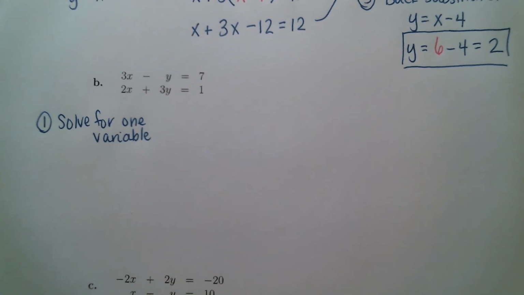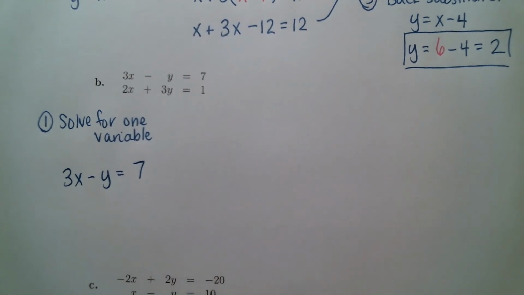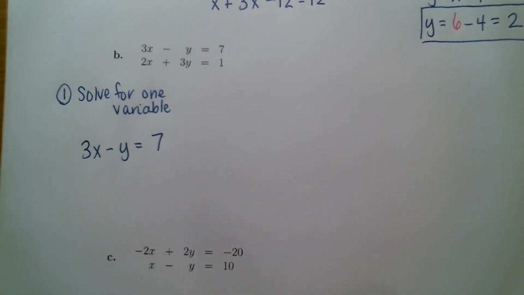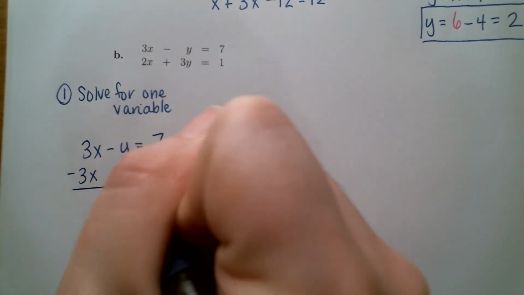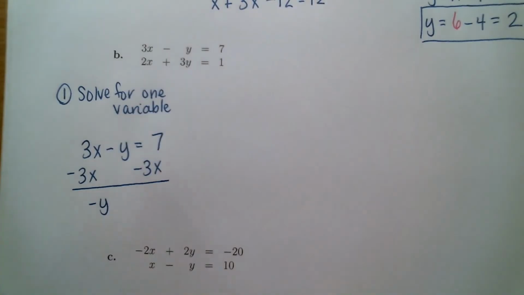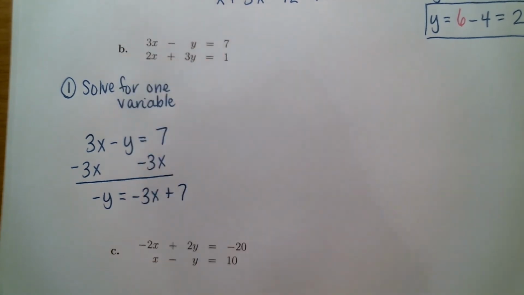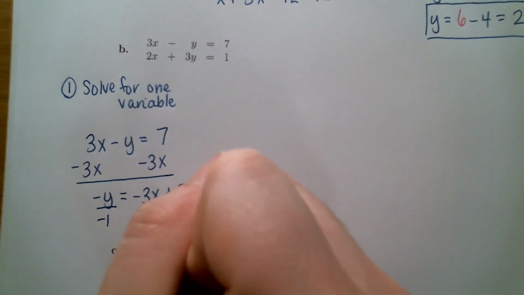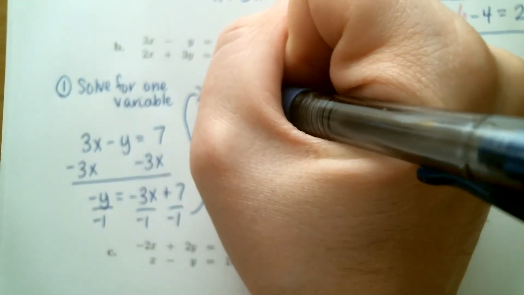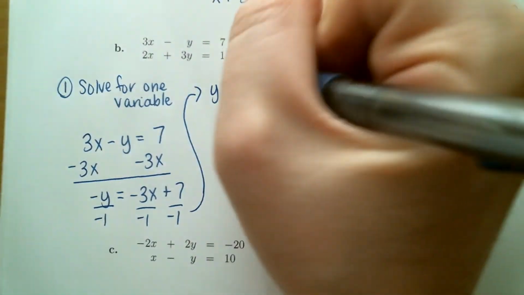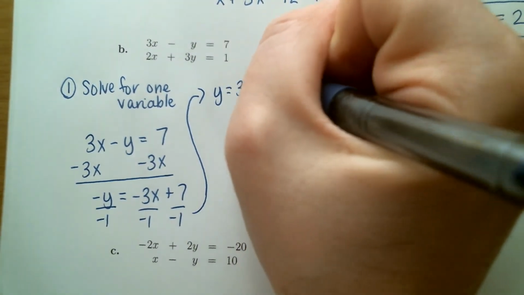So I will go ahead and take the first equation and solve this for y. I want to get y by itself. So I'm going to subtract 3x from both sides. I'm going to get negative y, be careful, make sure you bring that negative sign, is equal to negative 3x plus 7. Divide everything by negative 1. And so we're going to get that y is equal to positive 3x, and positive divided by negative is negative, so minus 7.